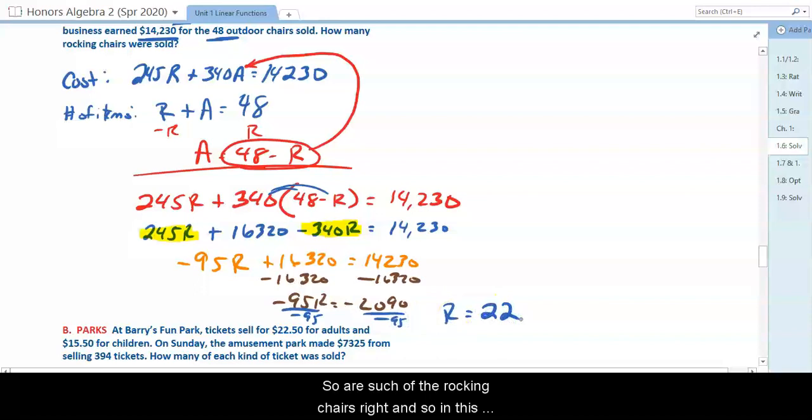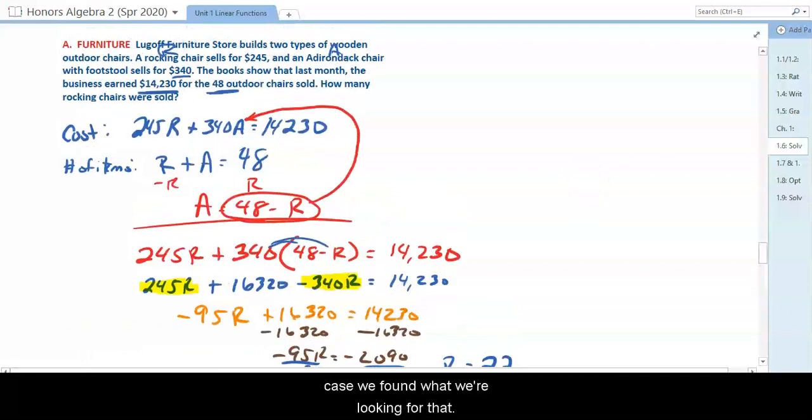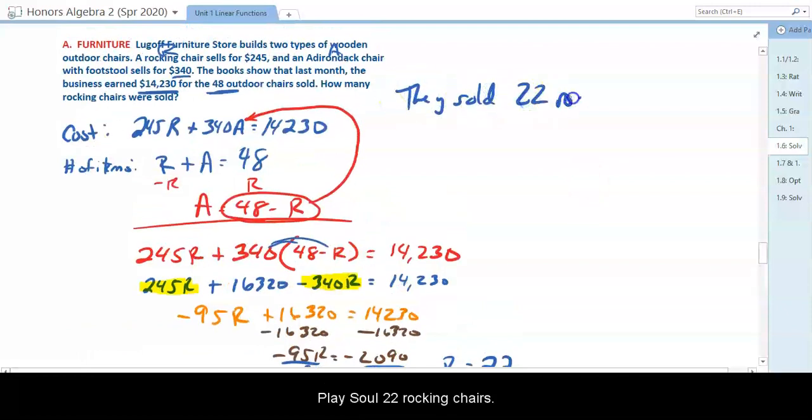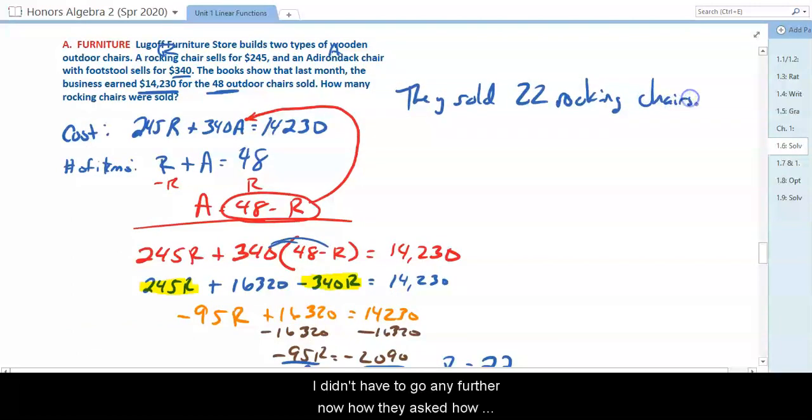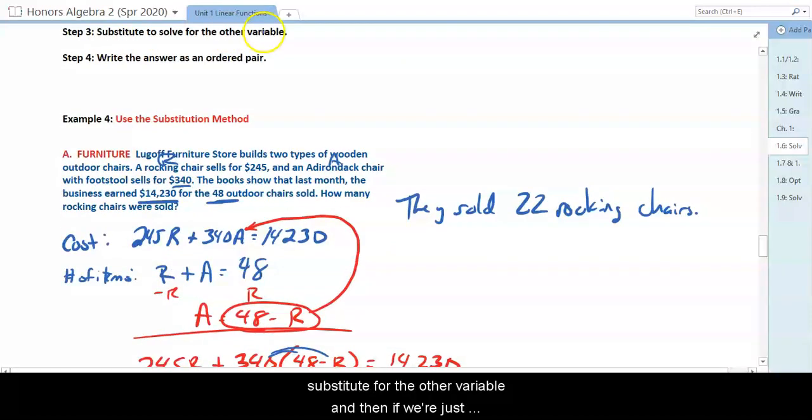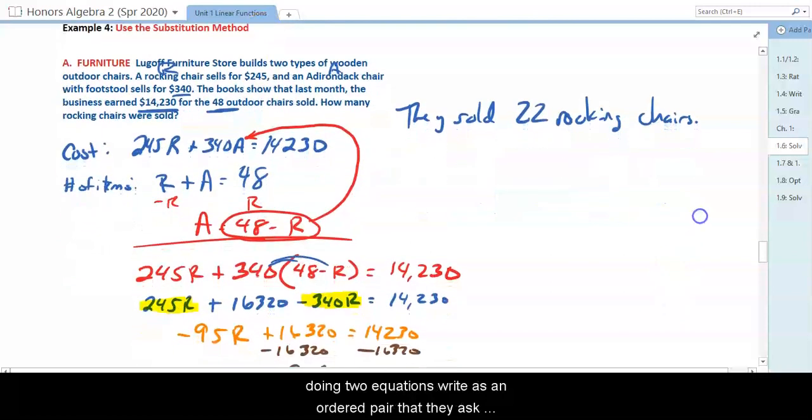And so in this case, we found what we're looking for, that they sold 22 rocking chairs. I didn't have to go any further. Now, had they asked how many rocking chairs and how many Adirondacks, then of course we could plug, that's what the last steps are, substitute for the other variable, and then if we're just doing two equations, write as an ordered pair. But they asked for the rocking chairs, so I don't have to go any further.